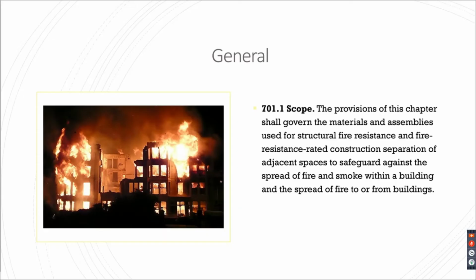Starting at the very beginning, like you do with any chapter or section, look at the scope. Every chapter is going to have the scope. The beginning of every section will have a general section that says what this section is specifically for. Section 701.1 is at the very beginning of Chapter 7. It's the scope for the whole chapter. The provisions of this chapter shall govern the materials and assemblies used for structure, fire resistance, and fire resistance rated construction, separation of adjacent spaces to safeguard against the spread of fire and smoke within the building and the spread of fire to or from buildings.